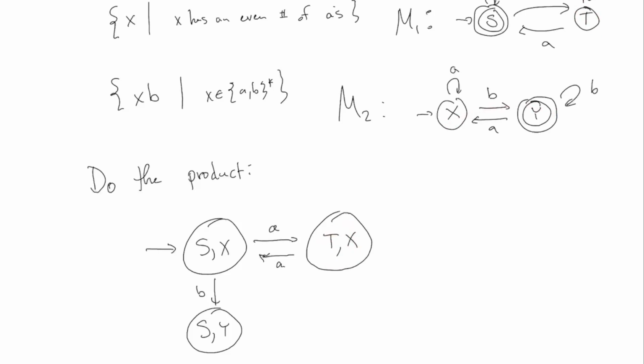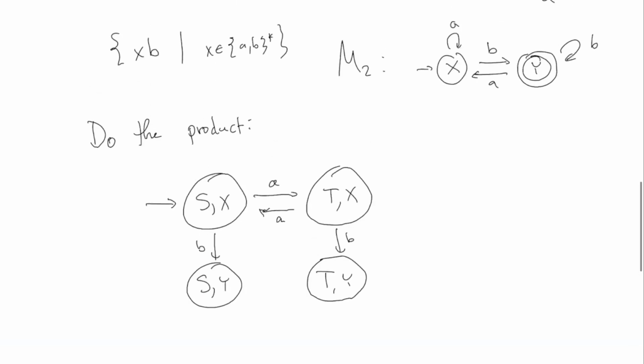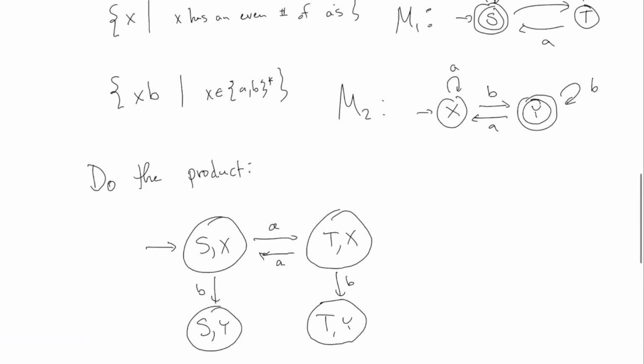So this becomes TY, which is a new state which I haven't drawn yet. I'll put down here, like that. All right, and I need to draw, these are all the possible states, right? If I'm doing pairs of these two element sets, I'm going to get 4 possible pairs. Let's do the arrows from S comma Y. With an A, S, sorry, I have to keep on scrolling here.